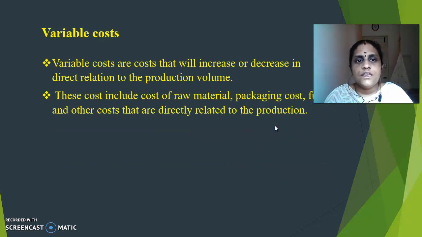Variable cost. Variable costs are costs that will increase or decrease in direct relation to the production volume. These costs include cost of raw material, packaging cost, fuel cost and other costs that are directly related to the production. So, variable cost is directly related to the production. Fixed cost cannot be changed, it remains constant.